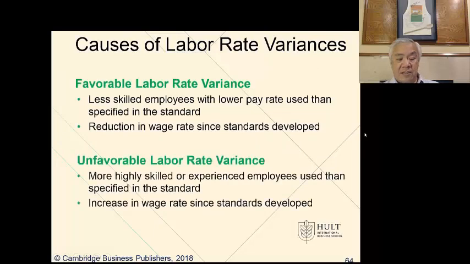What might be reasons for this? For a rate side, maybe we hired less skilled people. You kind of get what you pay for. Or maybe there was a broad reduction in rates. Unlikely, but it does occur. And if we have unfavorable labor rate variance, then we overhired for the job. More skilled people pay more per hour, or maybe the general wages rose.